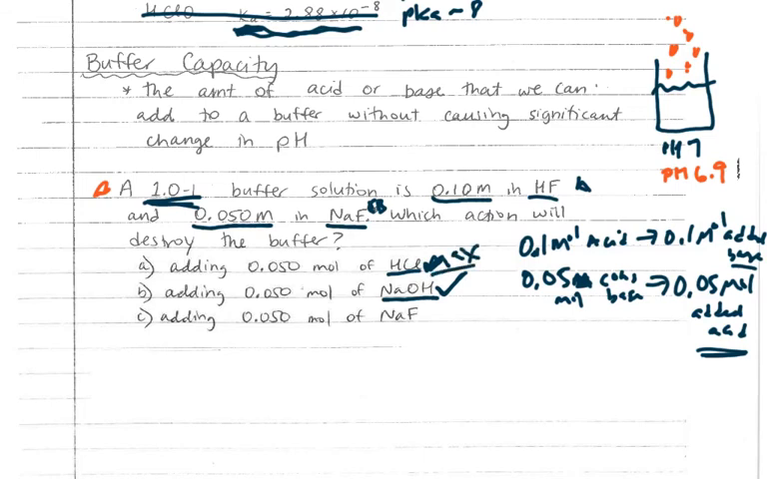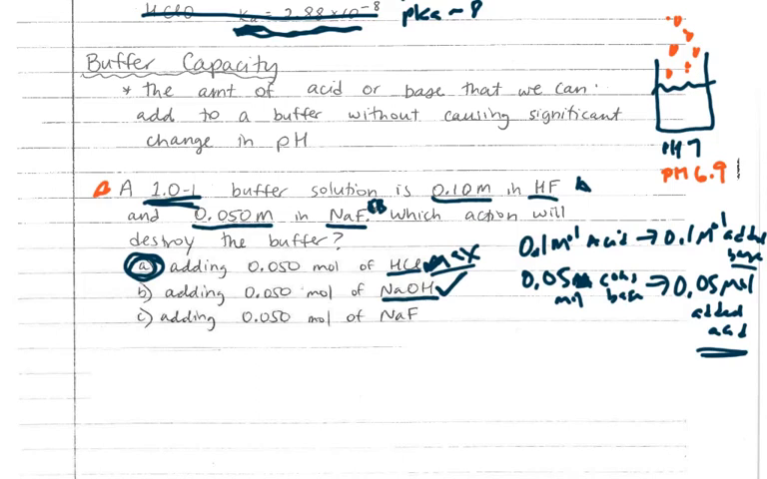So if we added that much, we would destroy the buffer. It would no longer have any more buffering capacity. And we certainly could not add any more than that. So this is the answer it's looking for. But let's also look at C here.